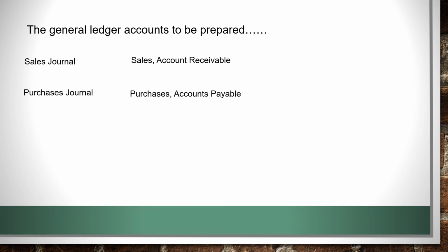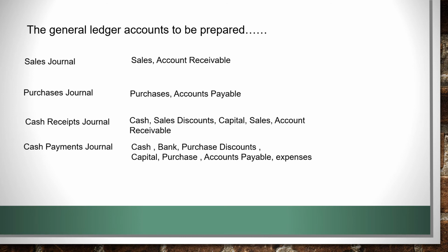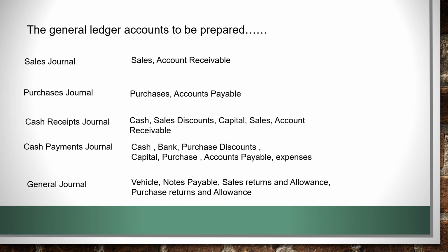For cash receipts journal, the company posts such as cash, sales discounts, capital, sales and accounts receivable to the general ledger. For cash payments journal, the company posts such as cash, bank, purchase discounts, salary expenses, capital, purchase and accounts payable to the general ledger. For general journal, the company posts other transactions that cannot be entered in a special journal such as vehicle, notes payable, sales returns and allowances, purchase returns and allowances account.